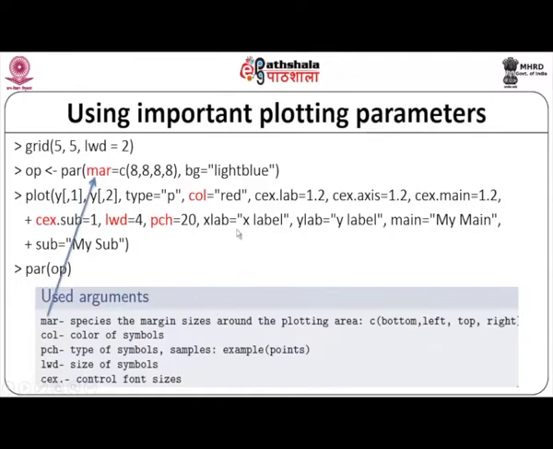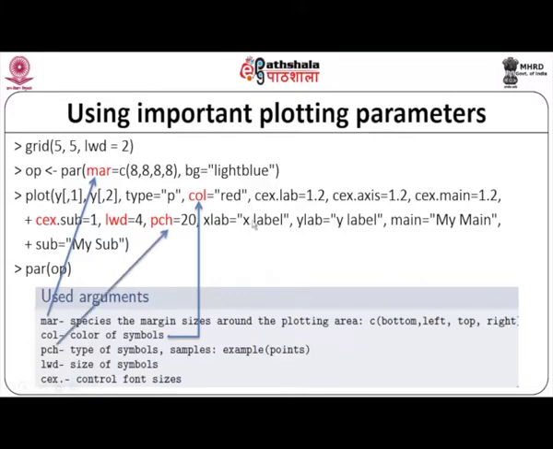Secondly, we make use of another plotting parameter called COL, which is going to provide the color of the symbols. So, the color of the symbols can be indicated using a text label, as for example given here, red within double quotes, or equivalent integers can also be assigned for color values.